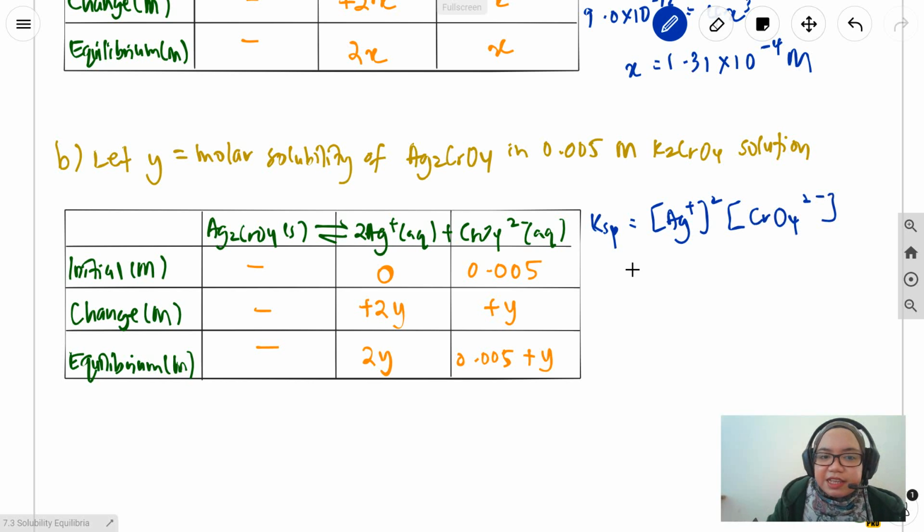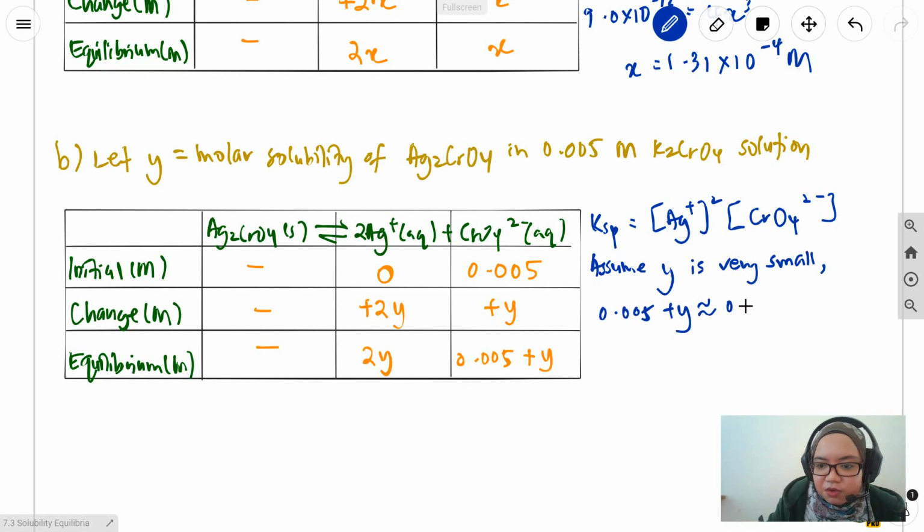Okay, sebabkan KSP kita punya value sangat kecil, times 10 to the power of negative 12. So, kita akan assume Y is very small. So, bila Y is very small, 0.005 plus Y will be approximately 0.005. Okay, so sekarang ni bila kita cari KSP, kita tahu value KSP kita. Kita tahu KSP kita adalah 9.0 times 10 negative 12.